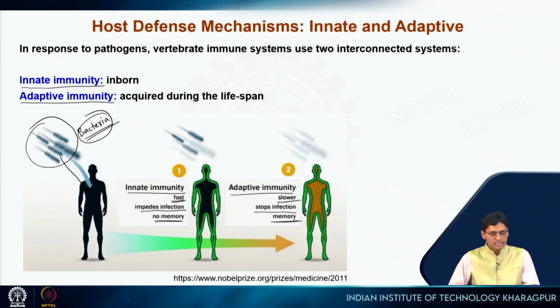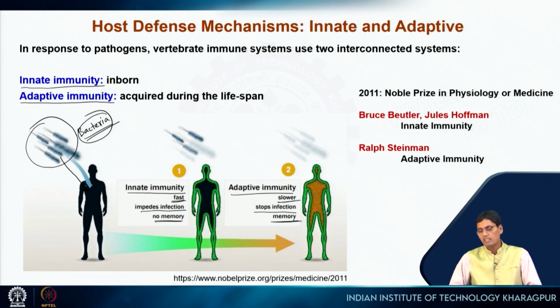Because of this memory, and because of this huge understanding about innate and adaptive immune response, in 2011 the Nobel Prize was awarded to a group of scientists who contributed a lot in this field.